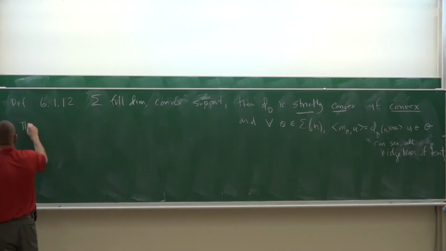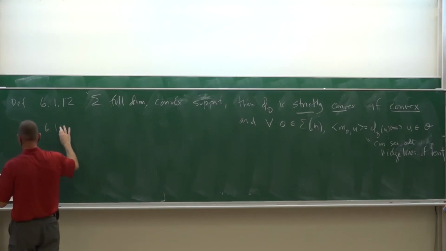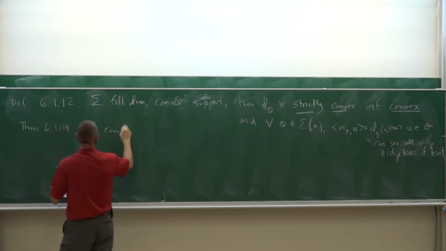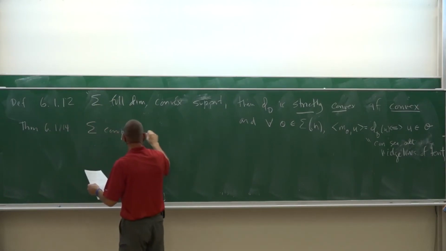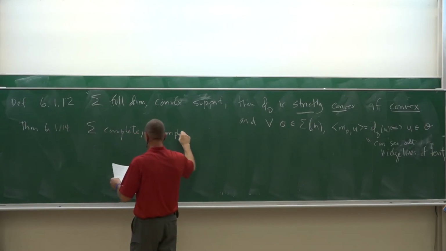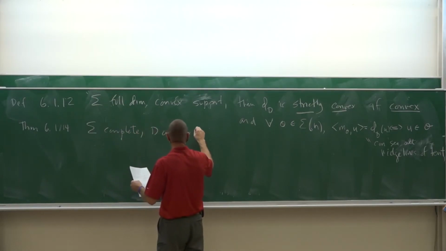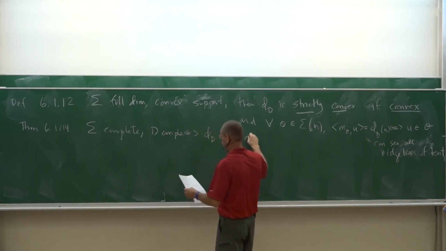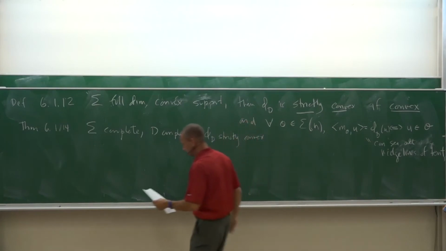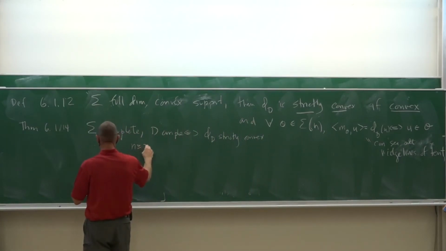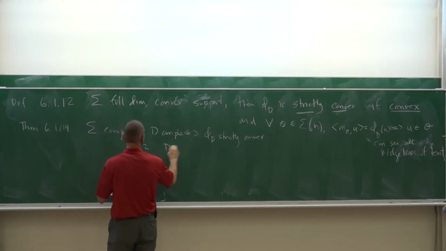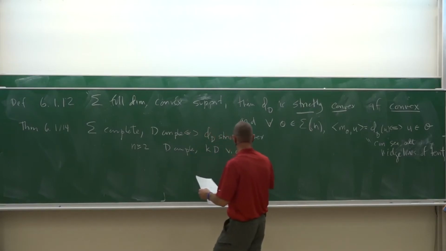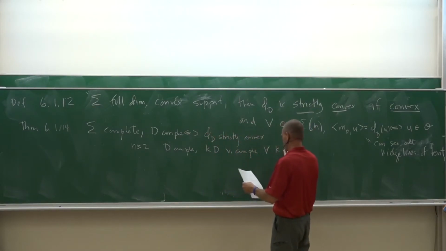So theorem 6.1.14: if sigma is complete, D is ample if and only if phi sub D is strictly convex. And if n is greater than or equal to 2 is the dimension of my polytope and D is ample, then kD is very ample for all k greater than or equal to n minus 1.